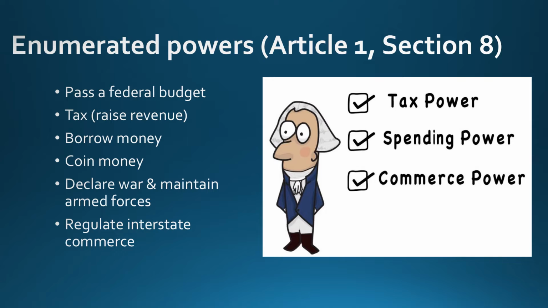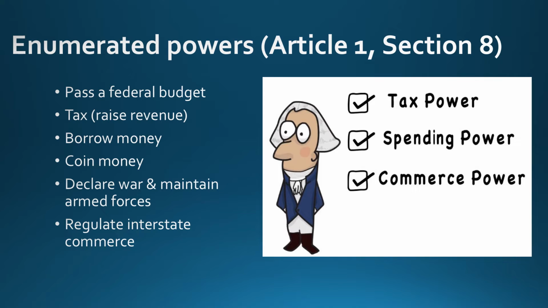They pass a federal budget, so that kind of includes the spending power that you see on the right-hand side. So they're able to tax to raise money. So basically they can raise money and spend money. And if they can't get all the money they need through taxes, they're allowed to borrow money. They can also coin money. This fifth one is really, really important.